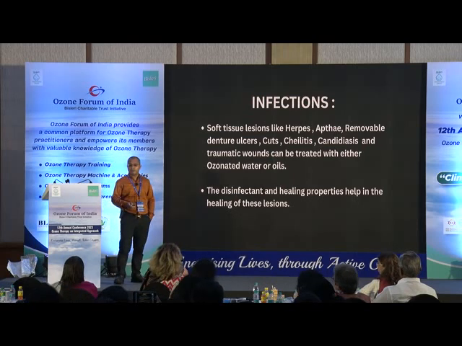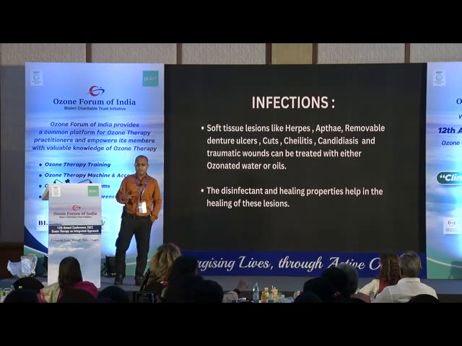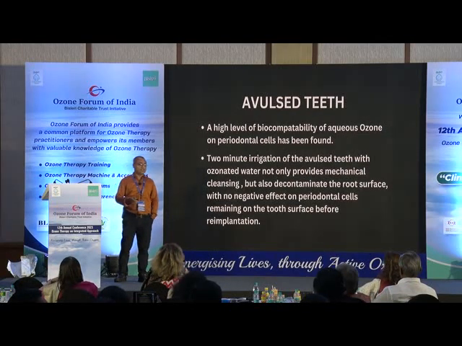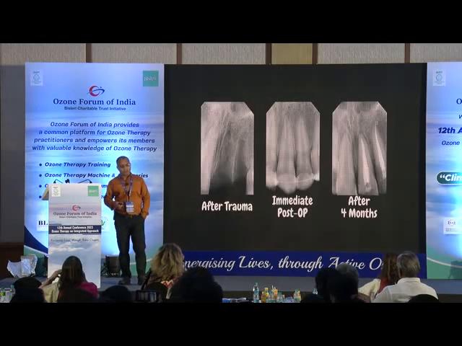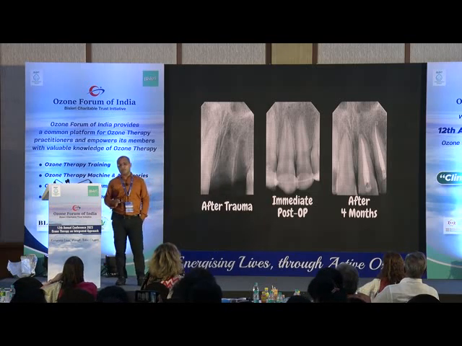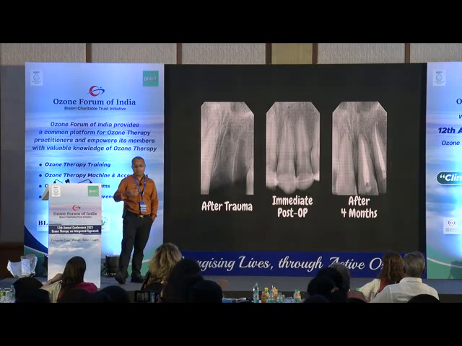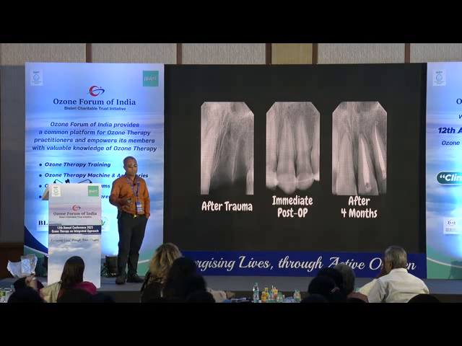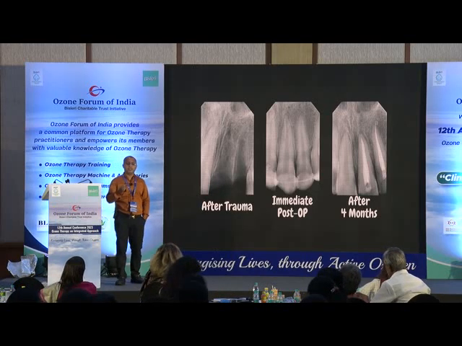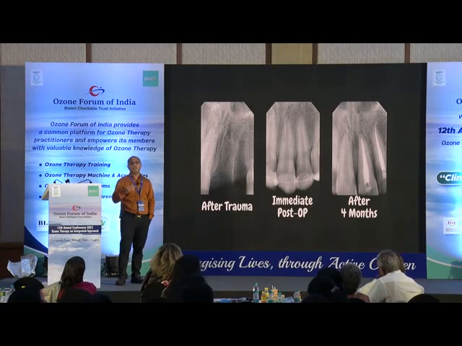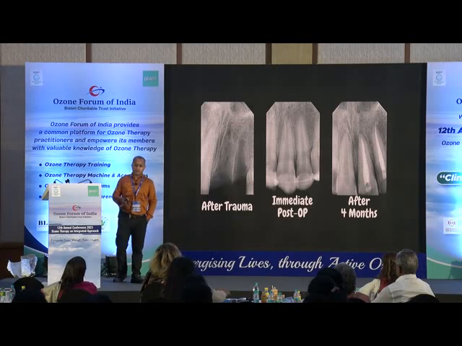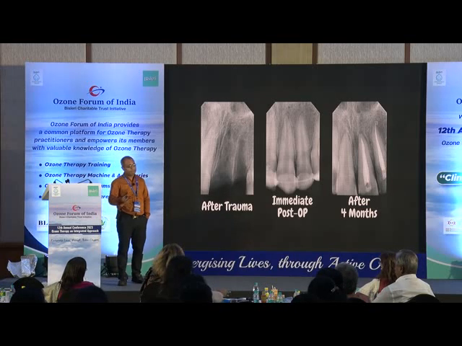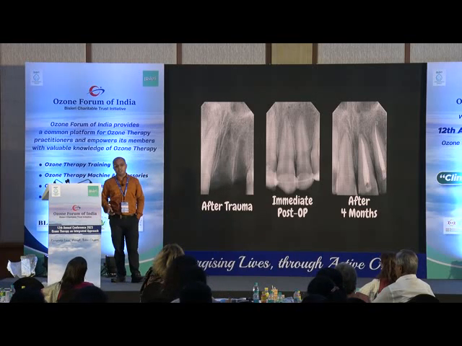This is flushing with ozonated saline, so that the tooth structure may not get dehydrated. It helps in infections and avulsed teeth. It gave me very good results in 3 of my patients who had their tooth knocked out. My protocol is, I basically irrigate the avulsed tooth with ozonated distilled water for 2 minutes, and also ozonate that socket, and it has given me very good results.